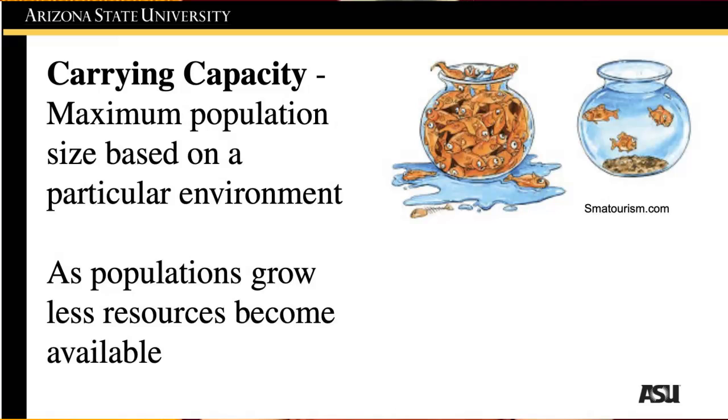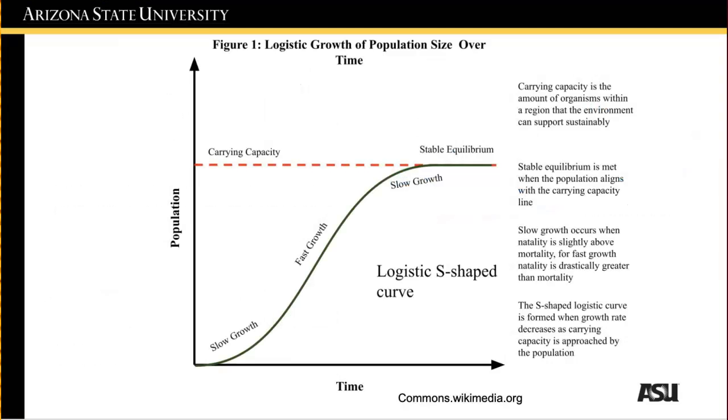When we talked about carrying capacity, we think about the maximum population size based on the environment they live in. So you can see that on the right-hand side, the fish are so happy in their little fishbowl swimming around in their environment. But eventually the population becomes so large, there aren't enough resources to care for the population. So in this instance, the fish would begin to die off because there's not enough water, not enough food. They're popping out of the container or the environment that they're living in.